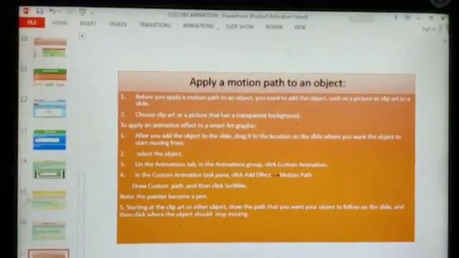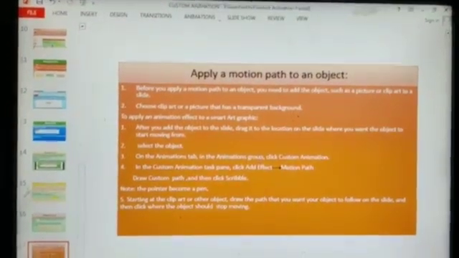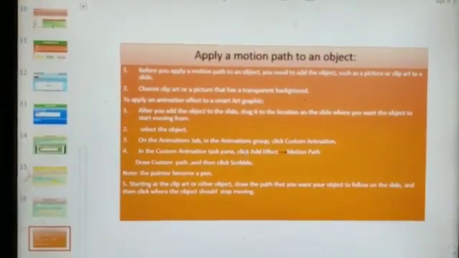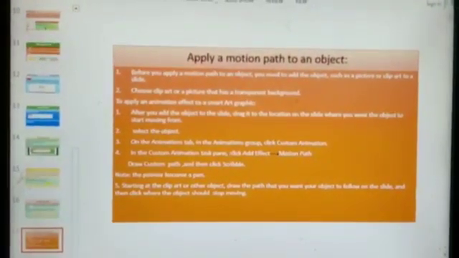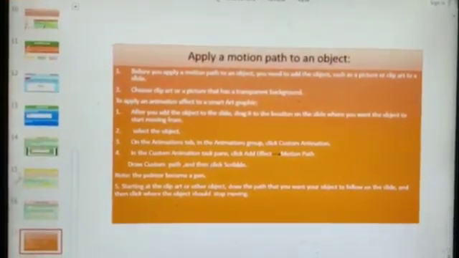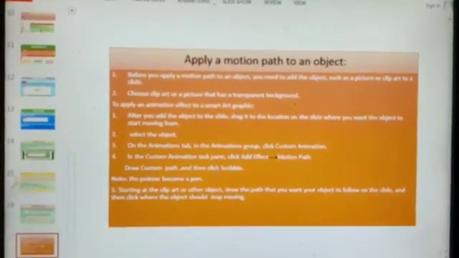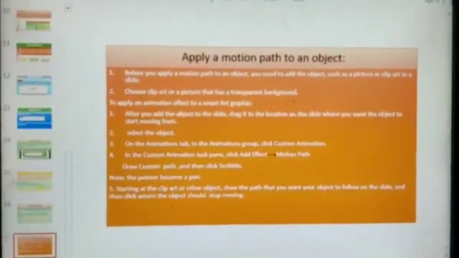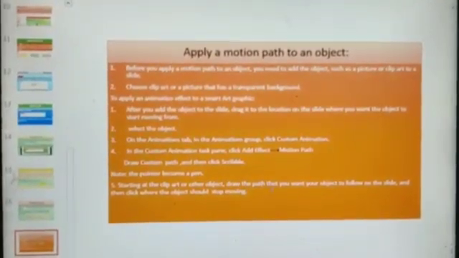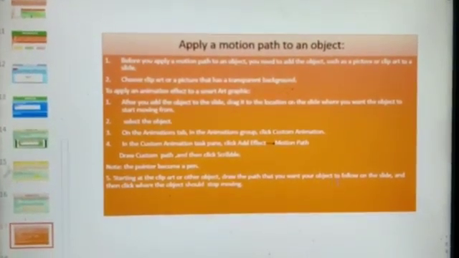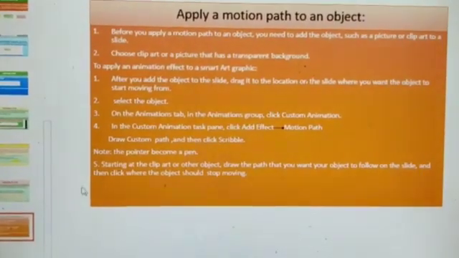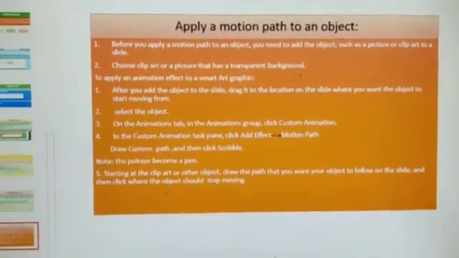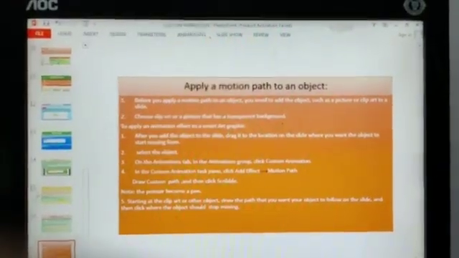Select the object. On the Animations tab, in the Animation group, click Custom Animation. In the Custom Animation task pane, click Add Effect, Motion Paths. Draw Custom Path and click Scribble. Note the pointer becomes a pen. Start at the clip art or other object. Draw the path that you want your object to follow on the slide and then click where the object should stop moving. Now I'll show you children how to give a motion path to an object.